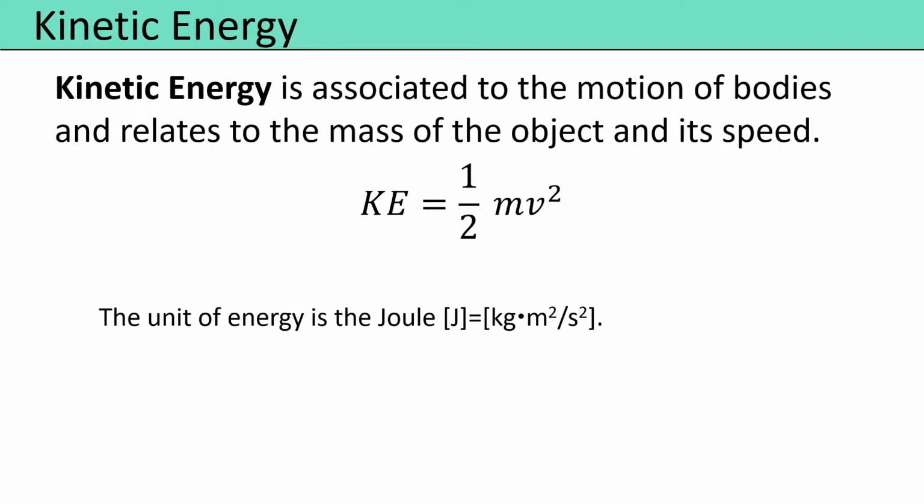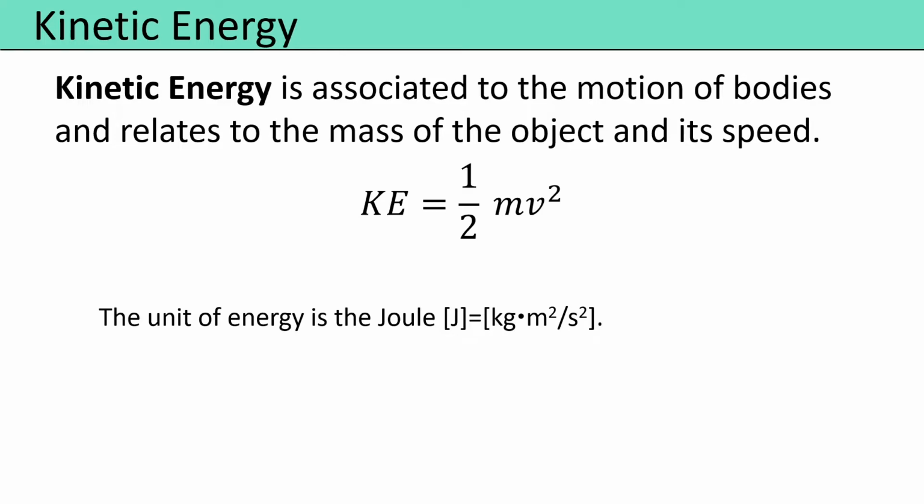We defined kinetic energy as the energy that is associated to the motion of objects, and we have a formula to calculate kinetic energy. So we see kinetic energy increases with the mass of the object and increases as well as the square of the speed of the object.